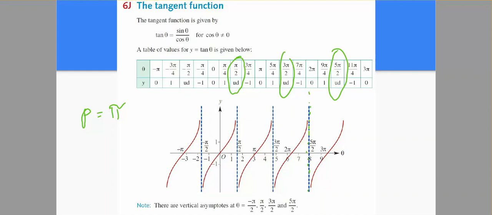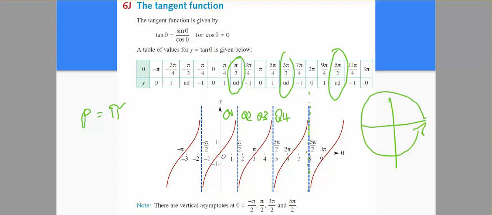And keeping in mind that this is where 0 is, this is quadrant 1, this is quadrant 2, this is quadrant 3, and here is quadrant 4 in the full revolution. And in the full revolution, where you go through quadrant 1 through to quadrant 4, you're going to have two complete cycles, this cycle and this cycle.